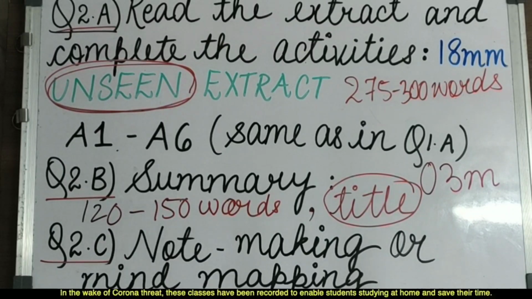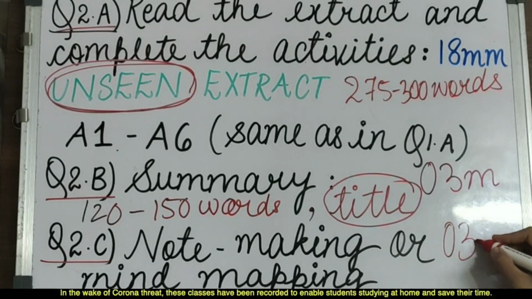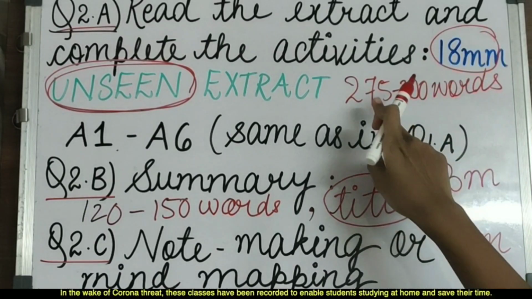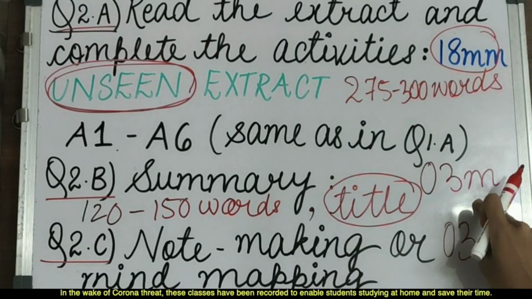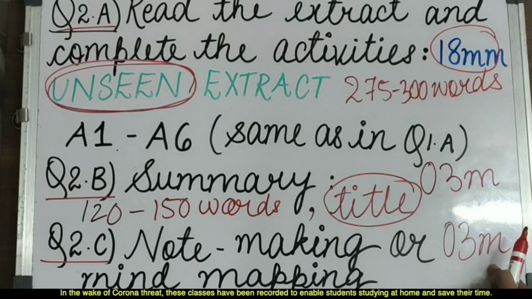Okay, next come question number 2C. This is note making और mind mapping. अगर आपको नोट मेकिंग आता है तो माइंड मैपिंग नहीं आएगा और अगर माइंड मैपिंग आता है तो नोट मेकिंग नहीं आएगा. So this also carries 3 marks. Okay, so question number 2 as a whole consists of total 18 marks. 12 marks for question number 2A, 3 for question number 2B and 3 for question number 2C as well. Okay, and the total goes to 18 marks.